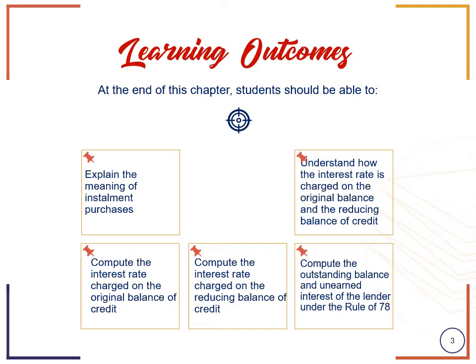By the end of this topic, students should be able to: number one, explain the meaning of installment purchase. Number two, understand how the interest rate is charged on the original balance and the reducing balance of credit. Number three, compute the interest rate charged on the original balance of credit. Number four, compute the interest rate charged on the reducing balance of credit. And number five, compute the outstanding balance and unearned interest of the lender under the rule of 78.